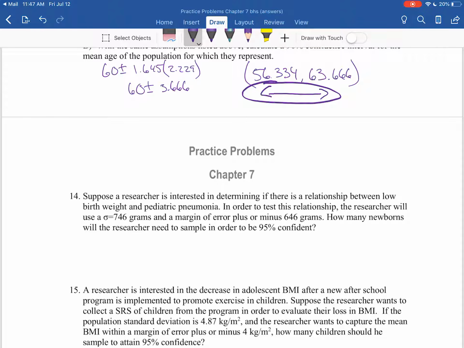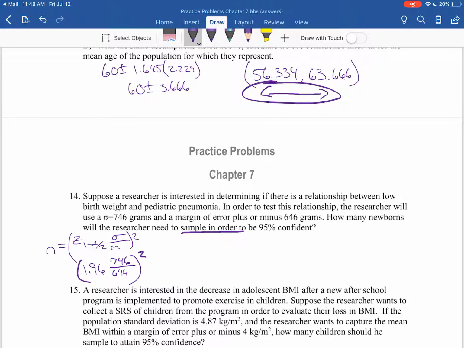14 here, we're going to be using a sample size. So right here is: how many newborns are needed to sample in order to be 95% confident? Our equation is going to be n equals z of 1 minus alpha over 2 times the standard deviation over the margin of error, squared. Plug our values in. We're going to be 95% confident, that's a z of 1.96. Our standard deviation of 7.46 divided by the margin of error of 6.46. Plug in our values, square it.